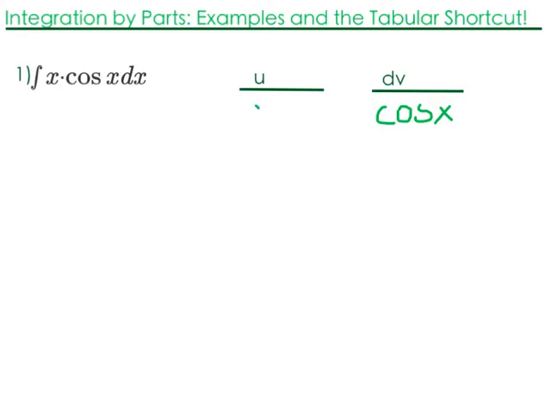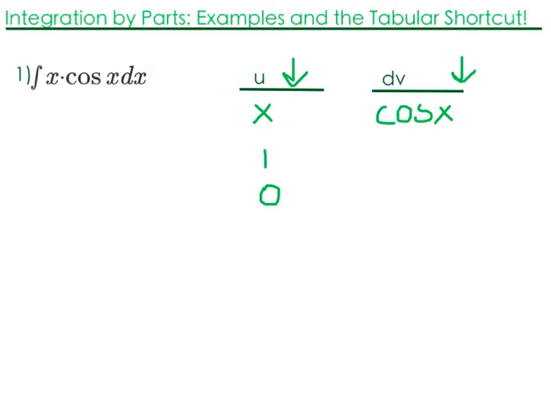And then my u is just going to be my x. What I'm going to do on the u side is take a derivative down until I get to 0. So the derivative of x is 1. The derivative of 1 is 0. That means I'm done with my derivatives. Now on the dv side, I'm going to take as many integrals as I need to fill in my chart so that I have the same number of rows as my u side has.